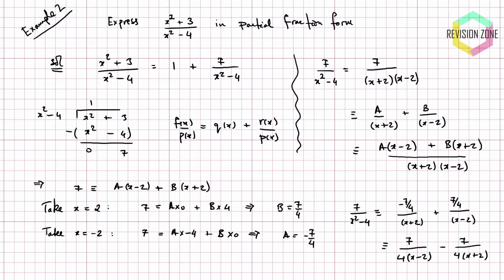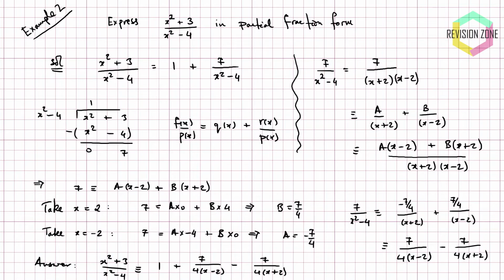But of course, we're not quite done, because that's not our full answer. The function we wanted to express in partial fraction form is here, and so far we've only expressed part of it in partial fraction form. So I've got to put this result into that, and then I'm done. The overall answer is as follows: x squared plus 3 over x squared minus 4 is identical to 1 plus 7 over 4 times x minus 2, minus 7 over 4 times x plus 2.